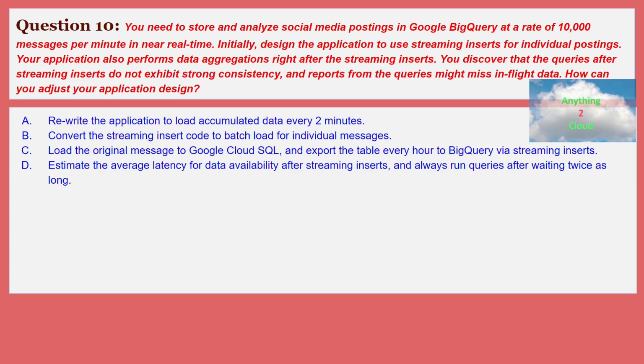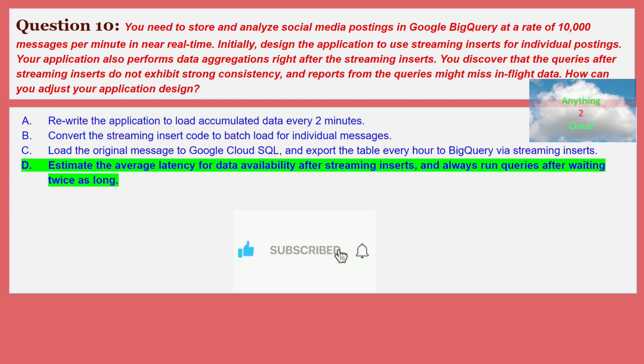Option D is estimate the average latency for data availability after each streaming insert and always run a query after waiting twice as long. So this looks like the right answer here, because what we are trying to do is find the average latency of the data availability, and then wait twice as long as that. So in that case we'll not miss the in-flight data, because we're going to wait twice as long as the average latency of the data availability. So D is the right answer here. Option D: estimate the average latency for data availability after streaming inserts and always run queries after waiting twice as long.